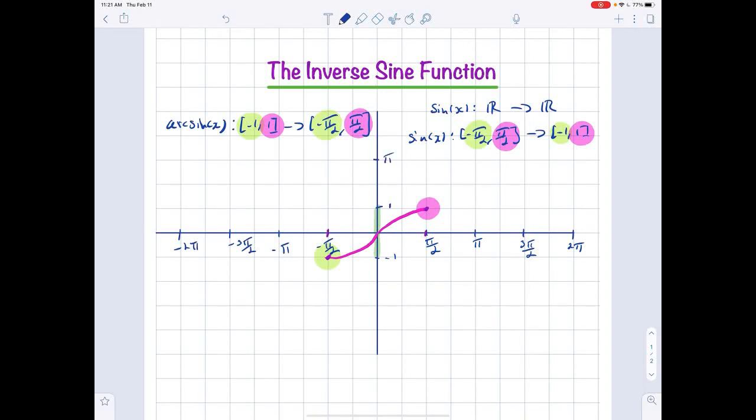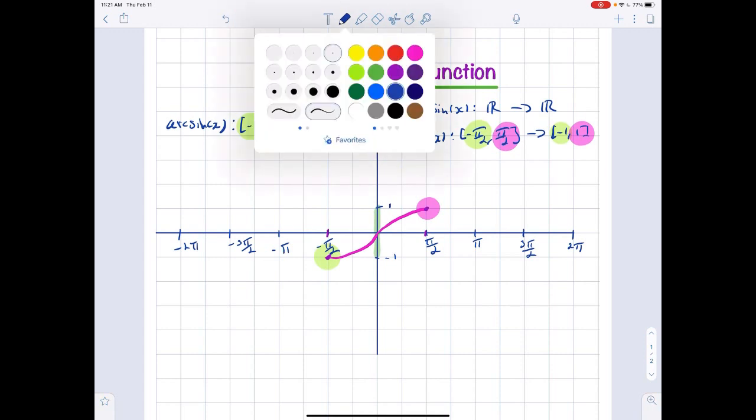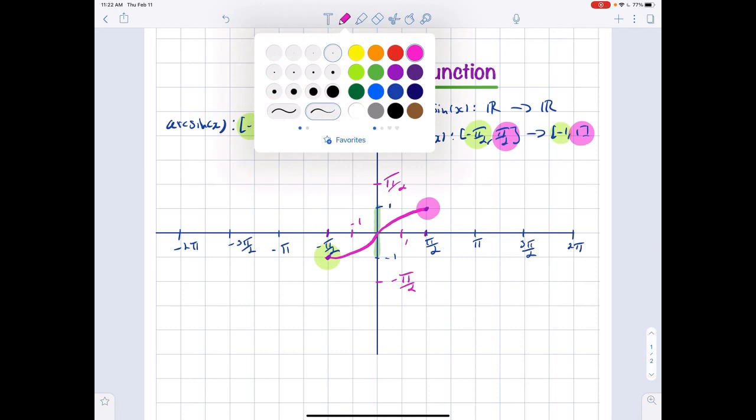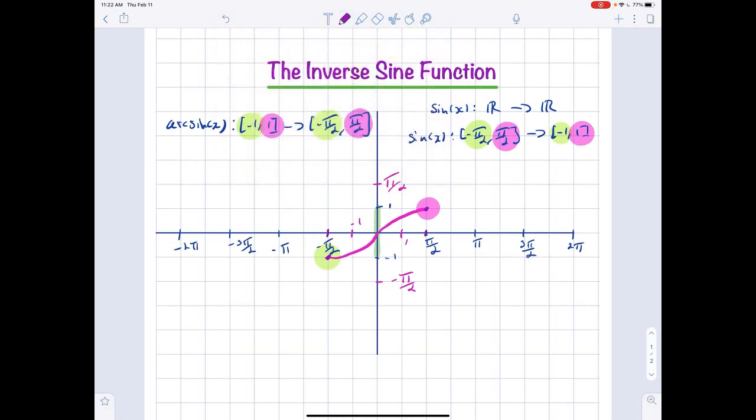I'm going to put in pi over 2 here, and negative pi over 2 there, and 1. Actually, you know what? Let me do these in different colors, and that will really make it stand out. Let's do it in pink, because this really sticks out. Pi over 2, negative pi over 2, 1, and negative 1, and then in purple, let's do arcsine.